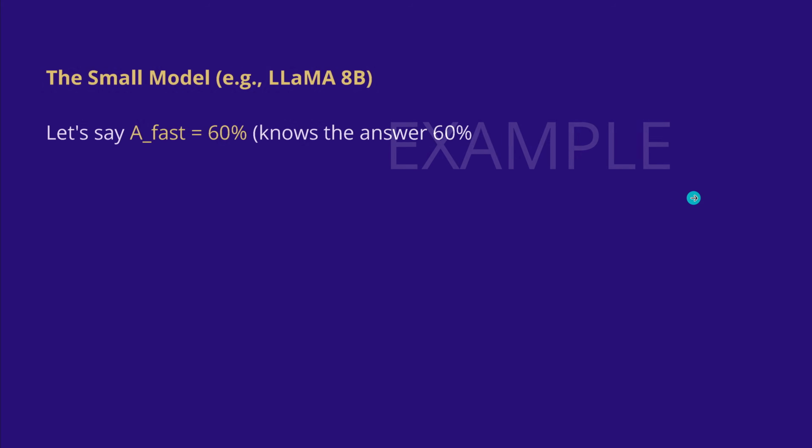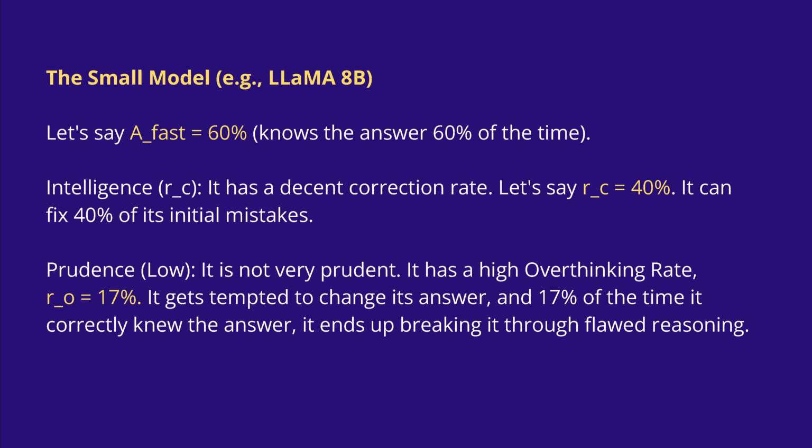Let me give you an example. This is my example, this is not official. This is just my internal thinking. Maybe it helps you, maybe I made a mistake. Please, the small model, an 8B model. Let's say our accuracy for the fast thinking, the mode 1 or thinking 1 mode, is 60%. So it knows the answer 60% of the time. Now the intelligence rate: it has a decent correction rate, let's say 40%. So it can fix 40% of the initial mistakes that it made during the fast thinking. Now talking about prudence, it's not very prudent. It has a high overthinking rate as a small model, let's say 17%.